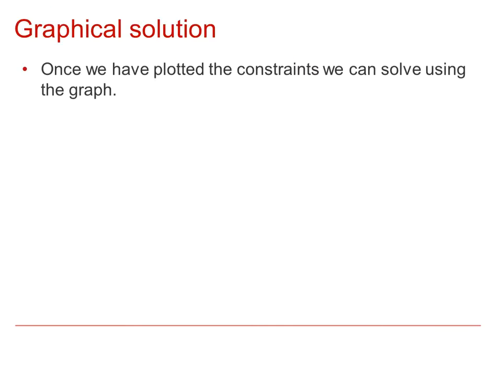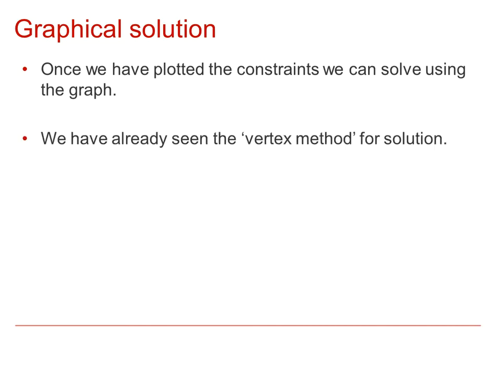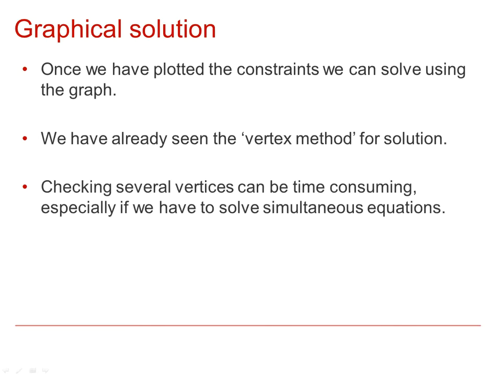Well, we've seen already that if we plot the constraints onto a graph, then we can solve for a solution by looking at all of the vertices and seeing which of those gives us either the maximum or the minimum for the objective function. Now, you may need to check several vertices to make sure you've found the optimum one. So this can actually be quite time consuming, particularly if we've got tricky simultaneous equations to solve. Even if you're using a calculator to solve your simultaneous equations, it can still be quite time consuming.